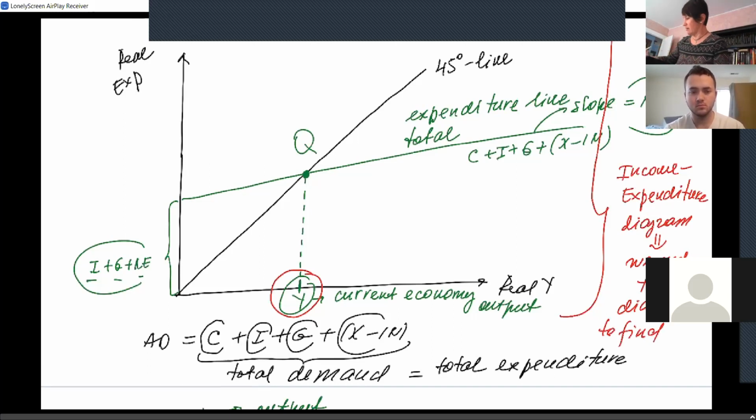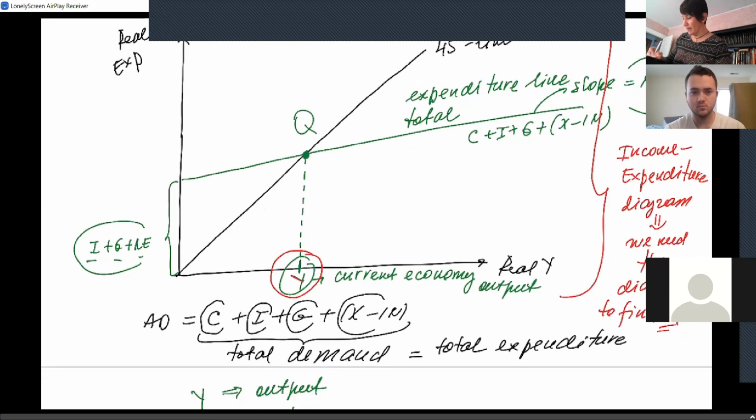We need this diagram to find Y actual. That's the Y that's indicated through the intersection of the total expenditure line and the 45-degree line. Right? Any questions?